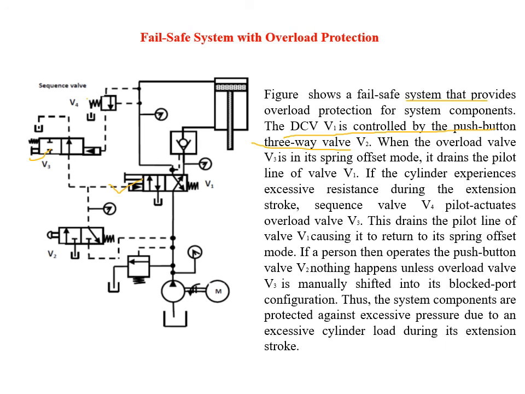When overload valve V3 is in spring offset mode, it drains the pilot line through valve V1. So when this is actuated, the circuit will drain through this valve V2. If the cylinder exerts excessive resistance during the extension stroke, the sequence valve V1 pilot actuates the overload valve V3. There is a pressure sensor, and because of this, V1 will be actuated.